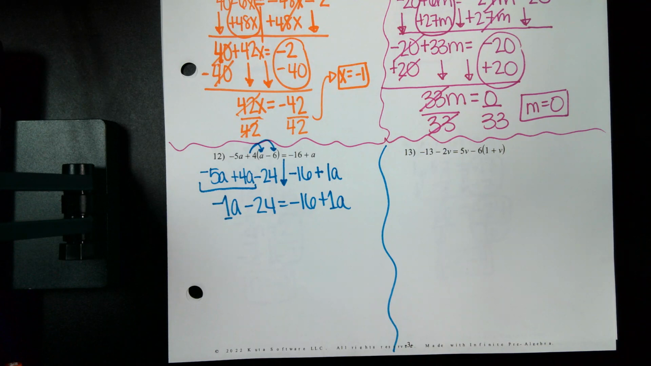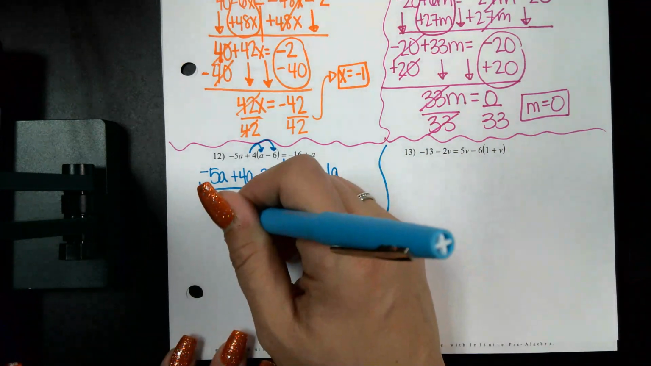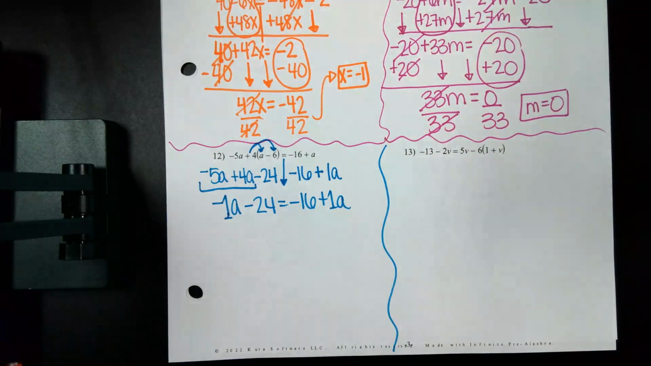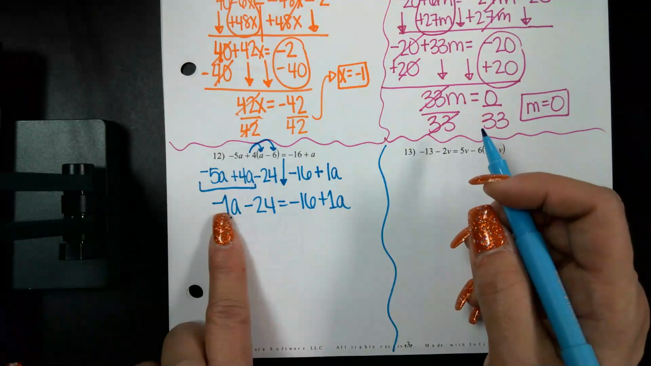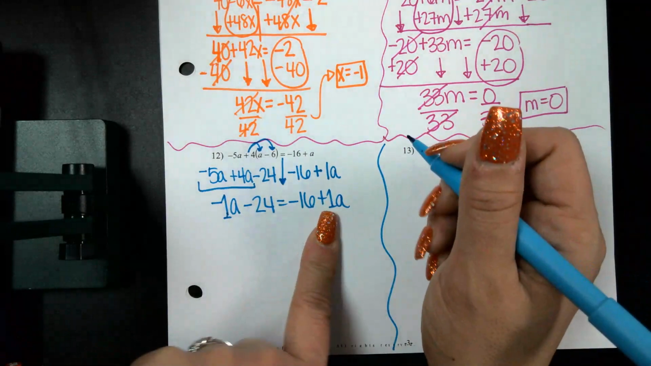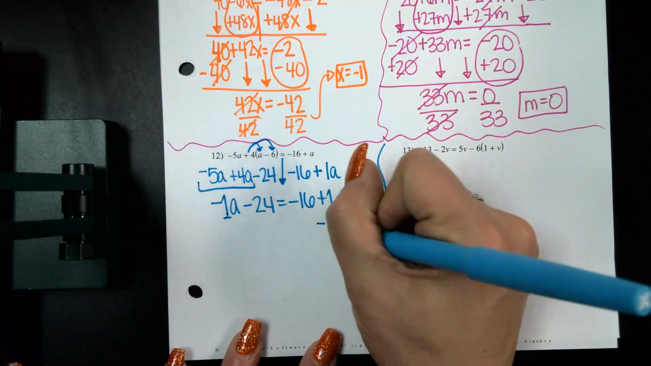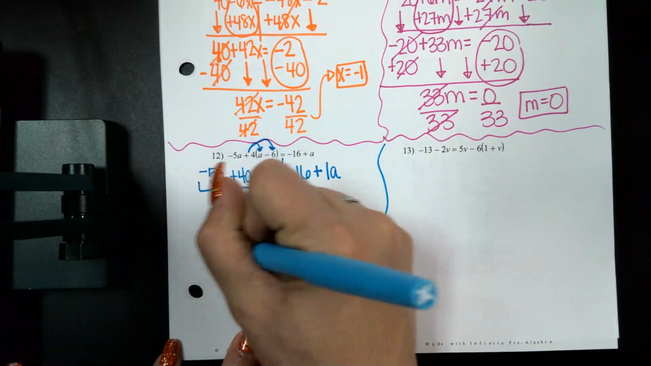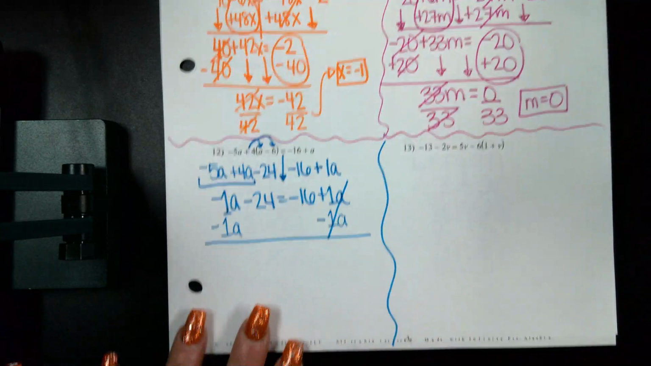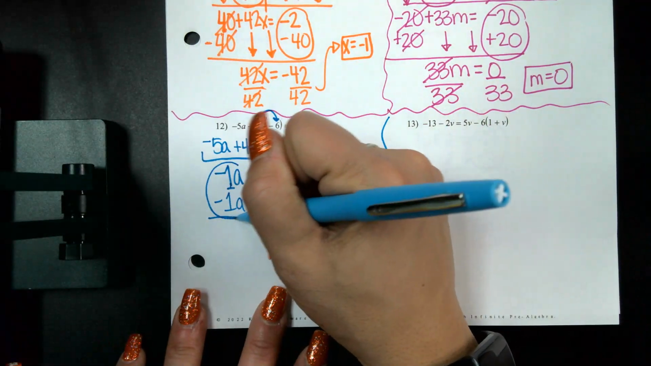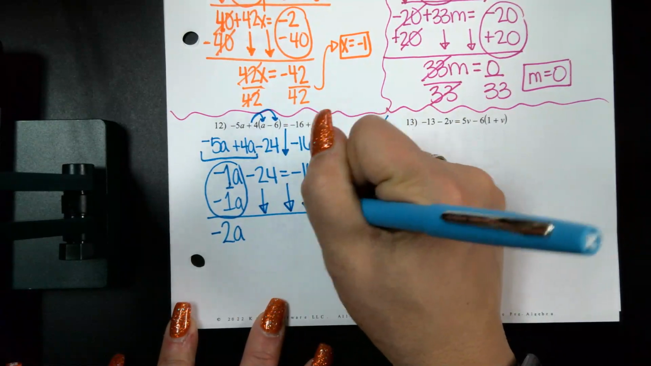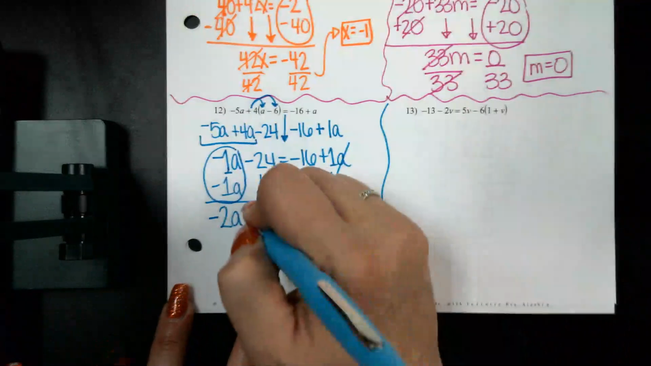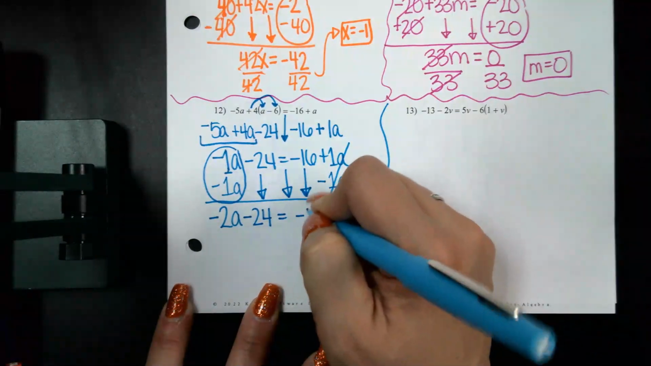Okay, so what do you guys want to move? You can. That's not what I'm going to do, but you can. I would move this one, just because I like to always move the variable first, and I like to always move it to the left. So if I'm getting rid of a plus 1, I subtract 1a. On the left, you have a negative 1 and another negative 1, making negative 2a. And then just bring the rest of it down. So negative 2a minus 24 equals negative 16.